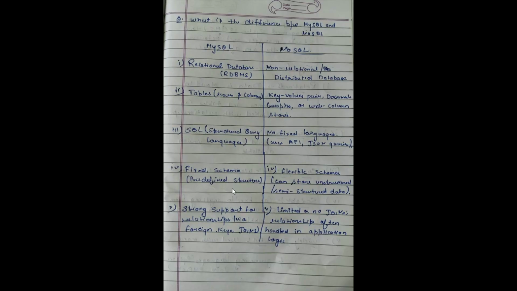And one of the last points: MySQL strongly supports relationships via foreign keys and joins. But in NoSQL, there are limited or no joins. Relationships are often handled in application logic.